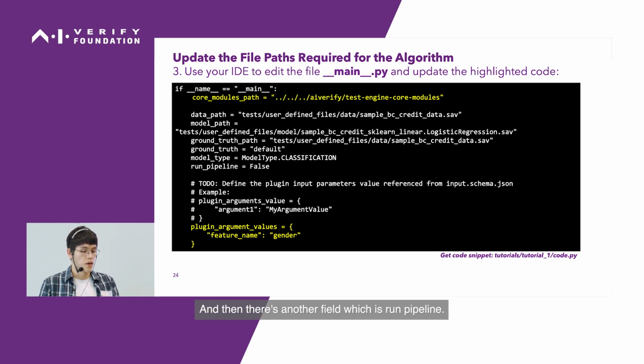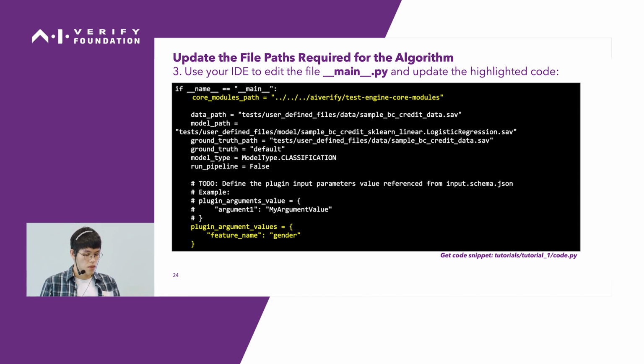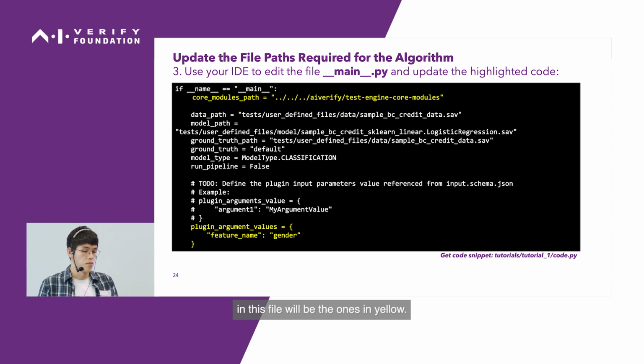Then there's another field which is run pipeline. Run pipeline is whether or not the algorithm we are running is a pipeline. The one that we will be running for this tutorial will not be a pipeline, so it will be false. Okay, so the things that we have to modify in this file will be the ones in yellow: the core module path and the plugin argument values. The core module path is a path that we have defined to point to a directory called test engine core module. Test engine core module is a directory that contains all the AI Verify support that we have.